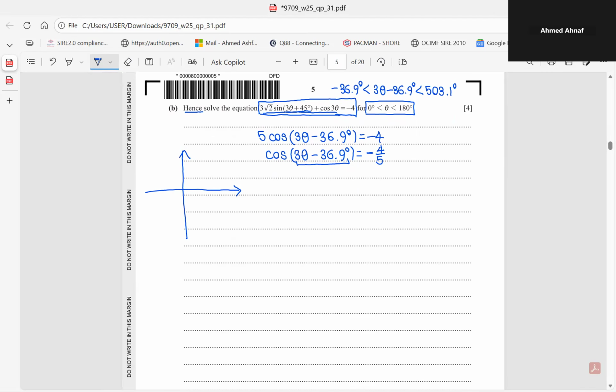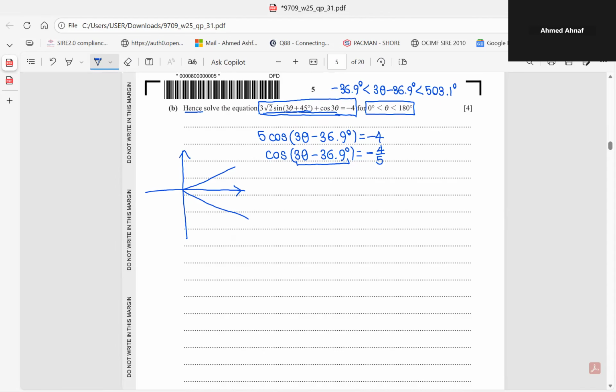Okay, so let's draw our unit circle and see which quadrants our domain for this covers. So we start with negative 36.9. So that's a negative acute angle. So this starts obviously below the horizontal line. So 0 is here, and then you go clockwise for negative angles. So this is where we start, and then we go to about 500. Okay, and then one round is 360, and 360 plus 90, you get 450.